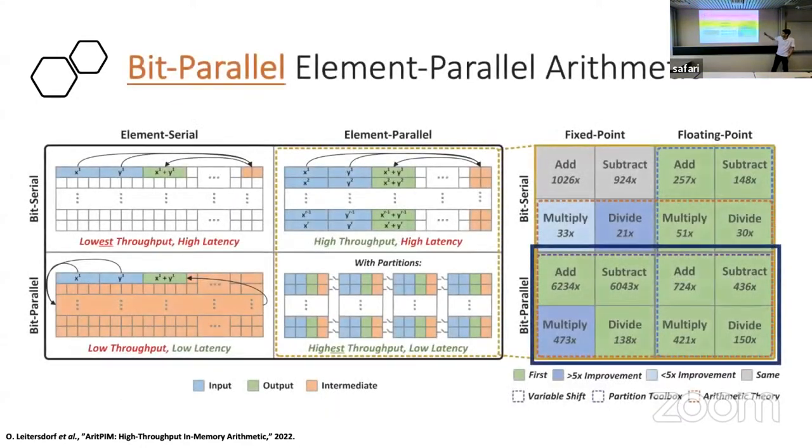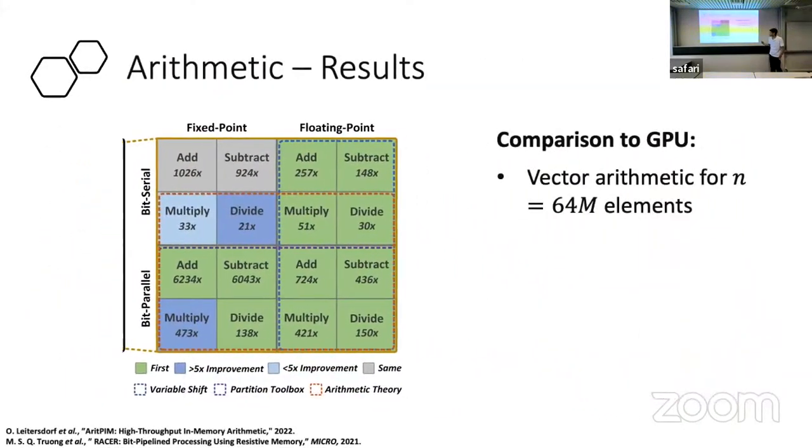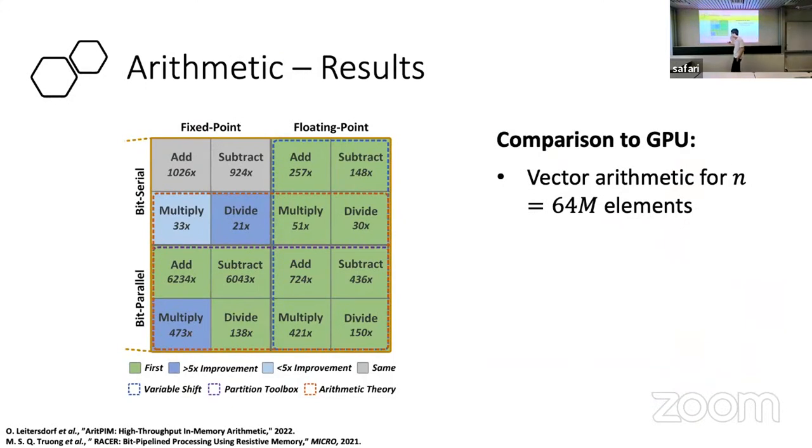And now, if we go back to looking at the overall approach, we said that we just did bit parallel, element parallel, bit parallel, which is with partitions. And now we're going to go back and compare the results, first off, compared to previous works. So as I said before, the color coding is compared to previous works. Green is the first work that solved this problem using the abstract model processing memory. Then we have a greater than 5x and less than 5x improvement on the algorithm. Gray didn't change. We also have here the different techniques that we used for each one of these cases.